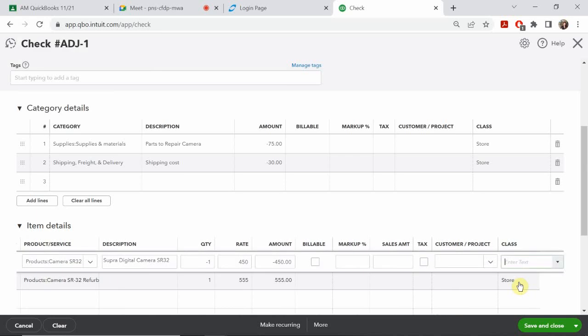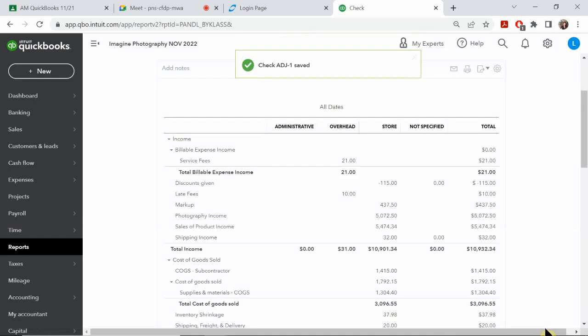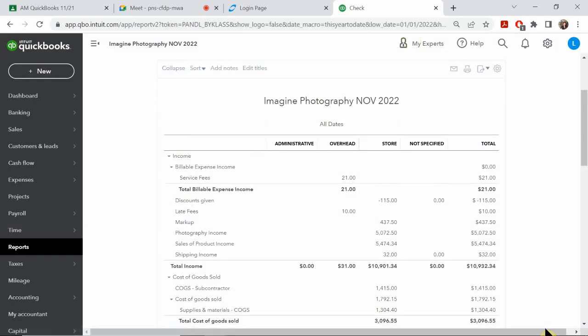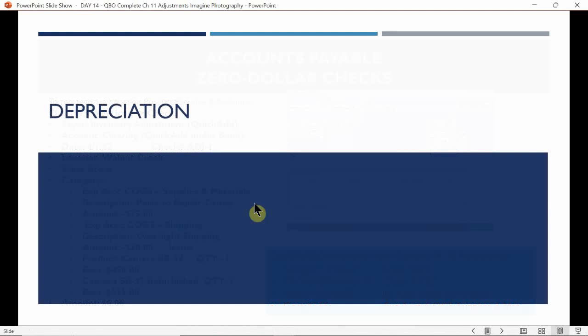Okay, sorry, my computer is definitely reacting very slow. Okay, there you go, and save and close. So that is the goal of using a $0 check. It doesn't involve money at all. All I'm adding here is moving one item from one account to another account. That's all I am doing there. Okay? And that's the $0 check.